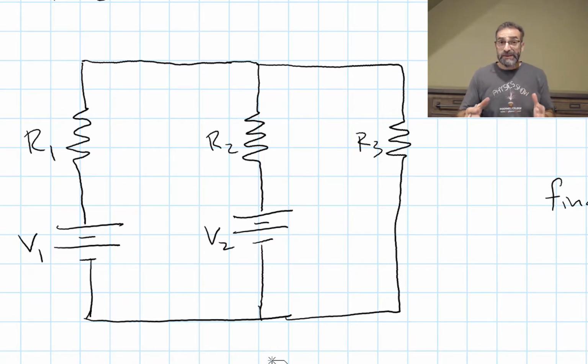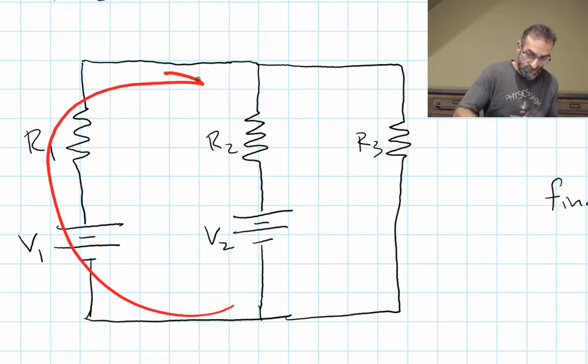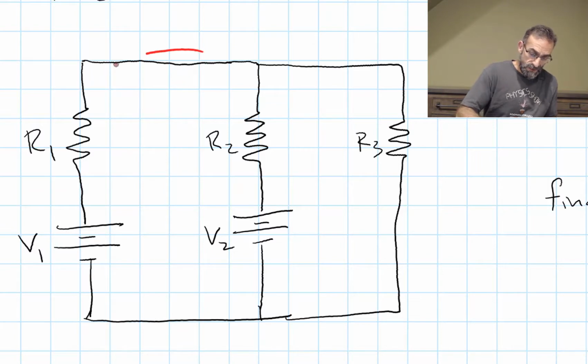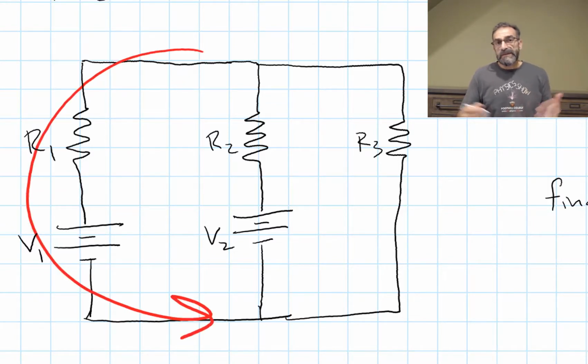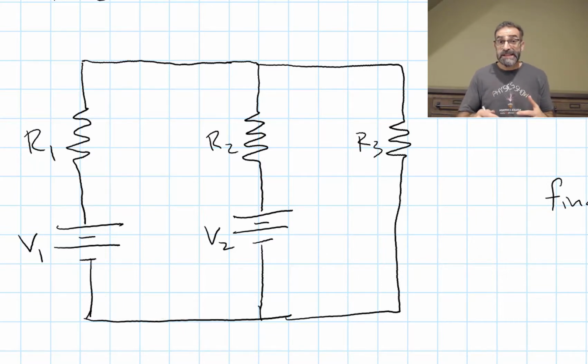And we need to pick a direction. What direction is the current going through branch 1? Is it going this way? Or is it going the other way? We don't know. So we're just going to guess. The nice thing about this is all the signs change in the end if we guessed incorrectly. So we don't have to guess correctly right at the beginning. If we get it wrong, we just get a minus sign in our answer for the current.